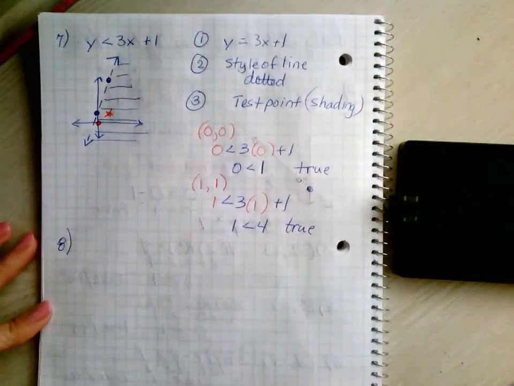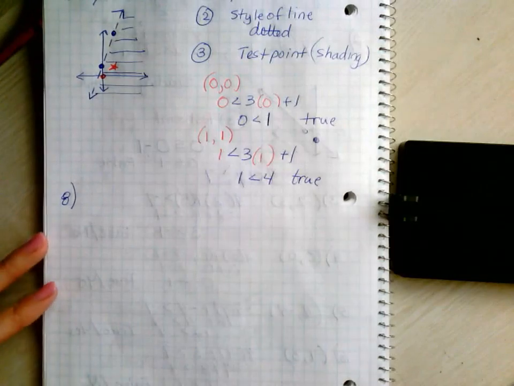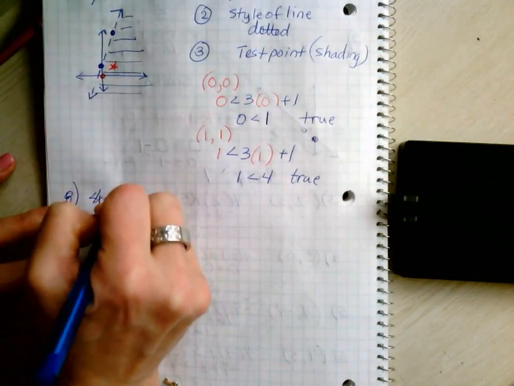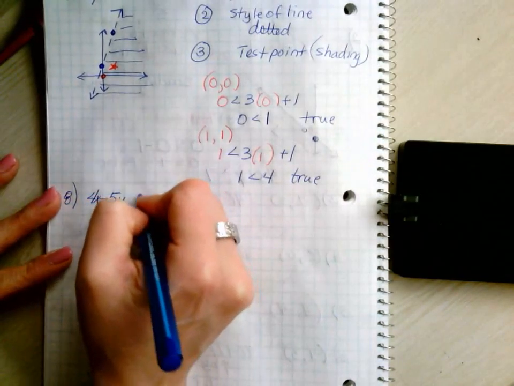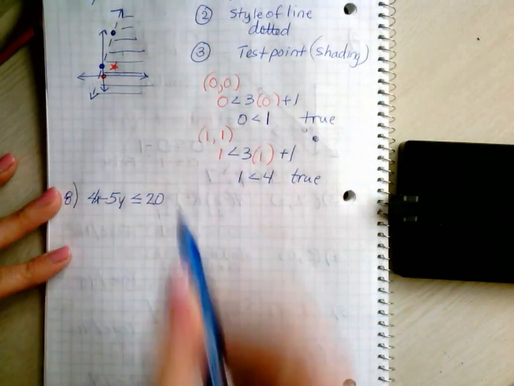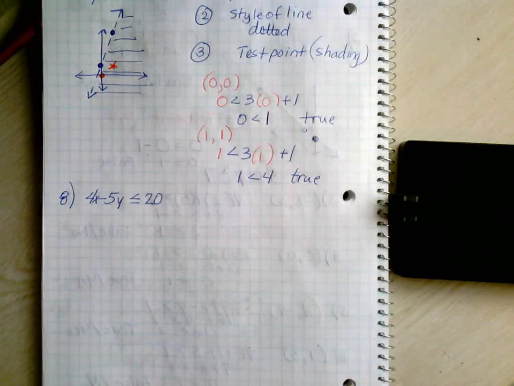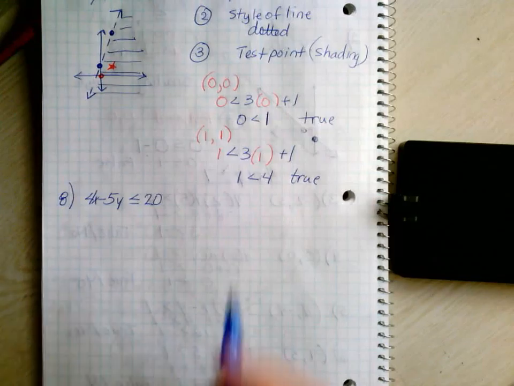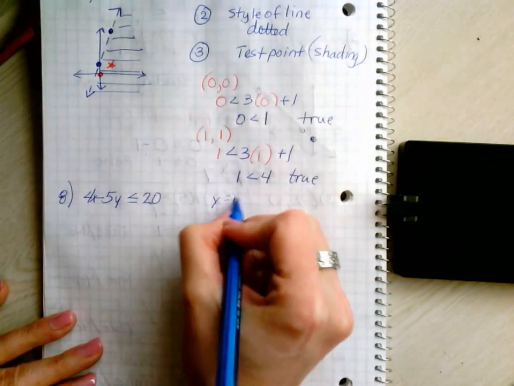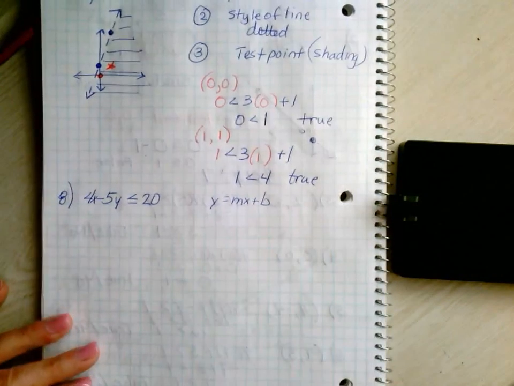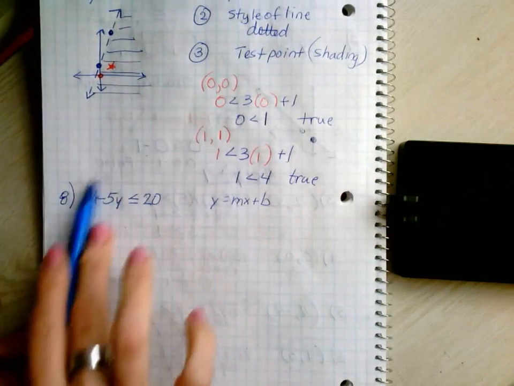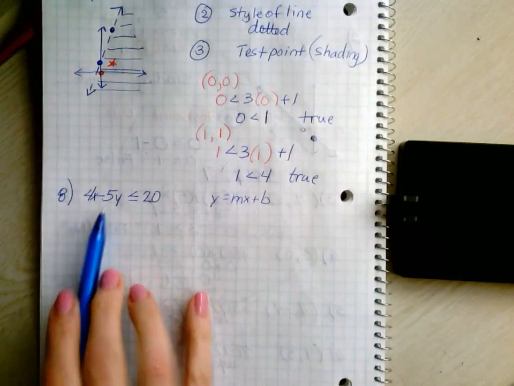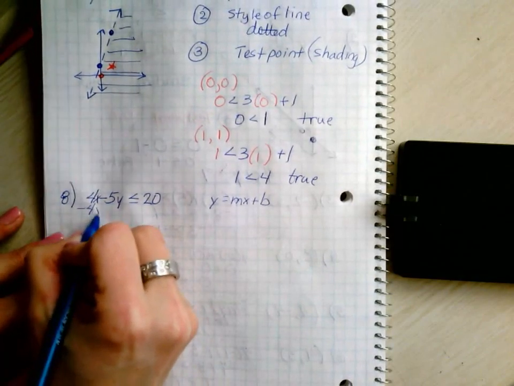Same exact process. 4x minus 5y is less than or equal to 20. Graph it as if it's an equality. Is it in y equals mx plus b form? No. Just like we've done in the past, we need to move stuff around. We want our 5 to be by itself, so I'm going to subtract 4x.